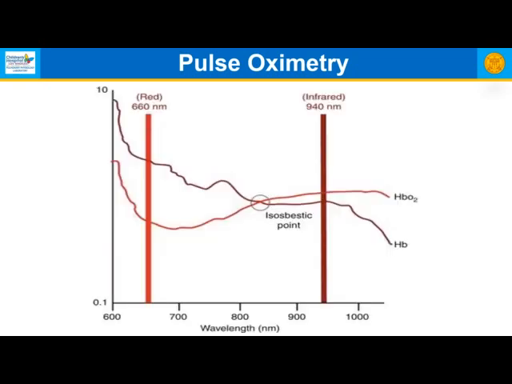What happens is that oxygenated blood has a profile of light absorption over different wavelengths, that is, less absorbed in the low frequency range and more absorbed in the high frequency range. Unoxygenated hemoglobin is the opposite. It's a bit less in the high frequency and more in the low frequency range.